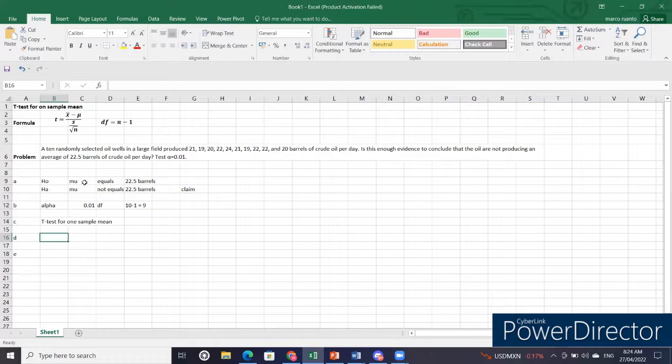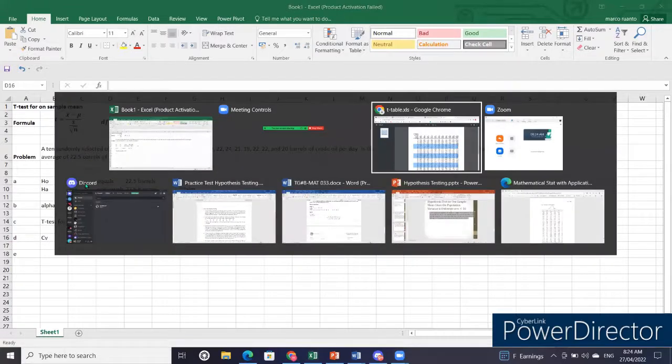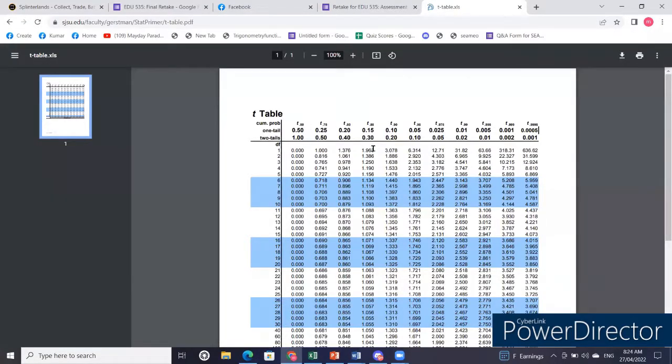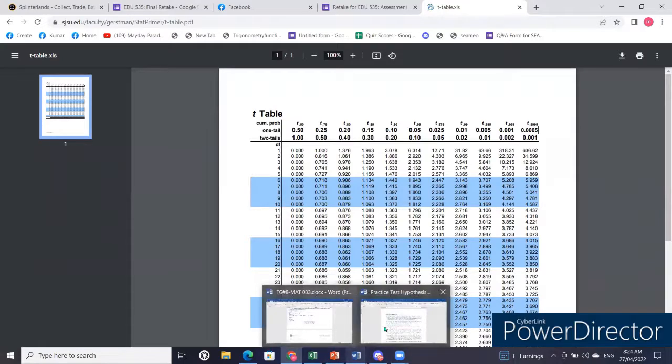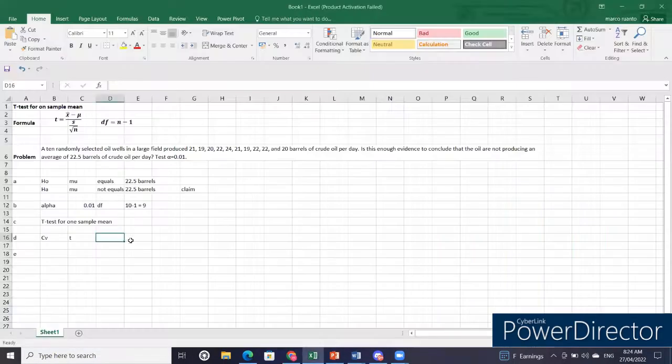Our critical value, our t critical. We will look onto our table, at 0.01 two tails with df 9. So we have 3.250.